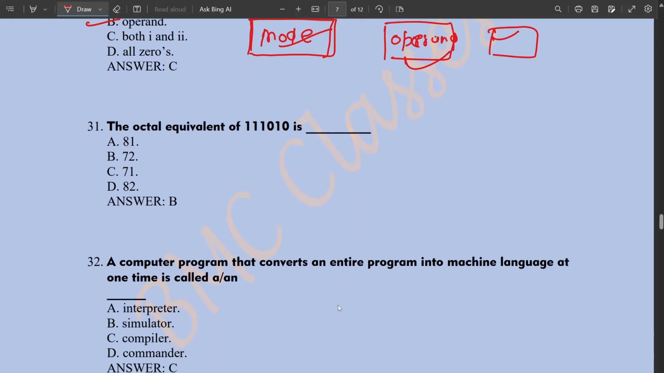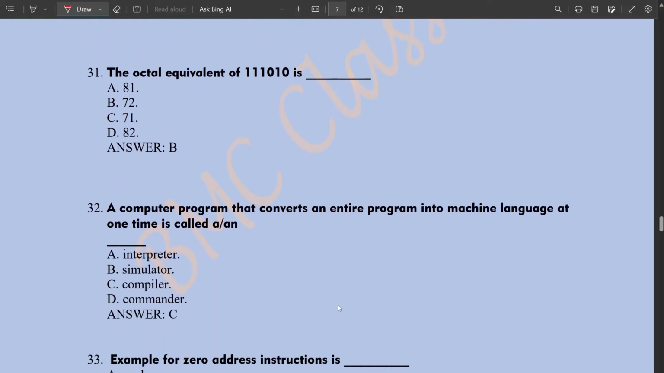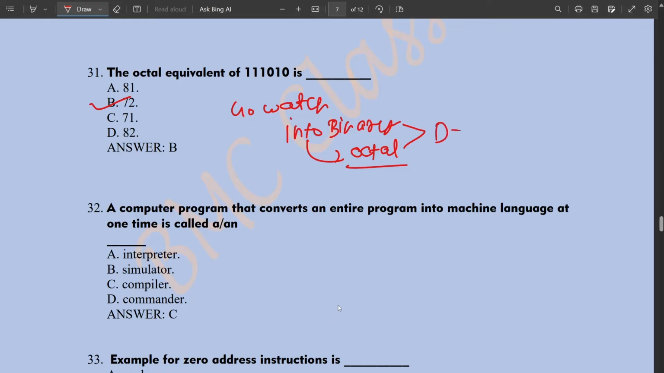Next, the octal equivalent of 111010. Option number B is correct. Go and watch how to change into binary, into octal from decimal. Okay.